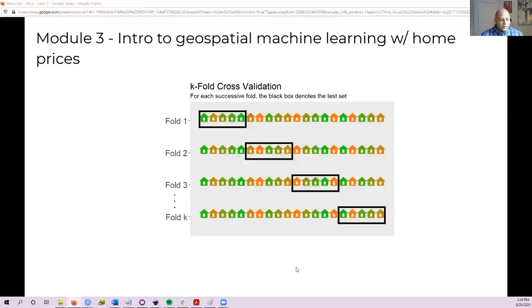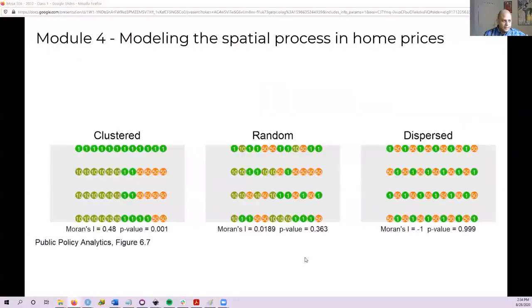And this is where we'll really start getting into a lot of the machine learning work. Obviously, it's not just this module, but really Module 4, which is about understanding the spatial process in home prices using these 3 spatial processes that we touched on already. This will also last a few weeks.